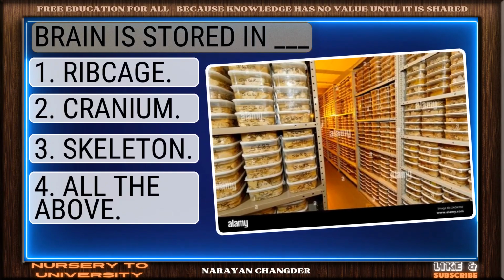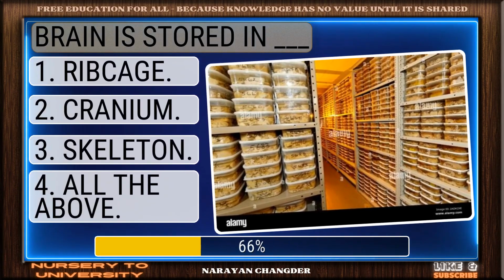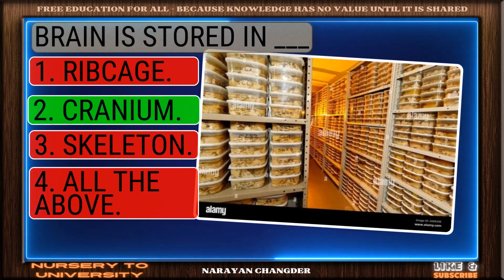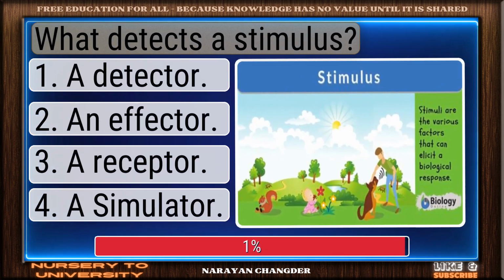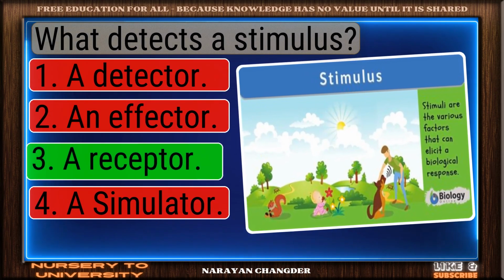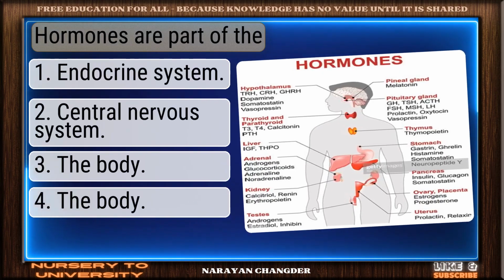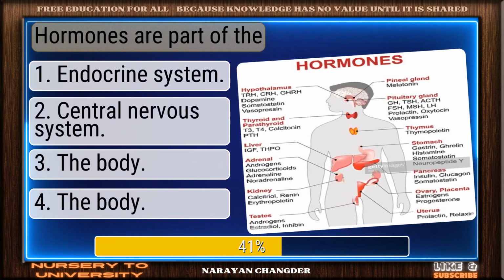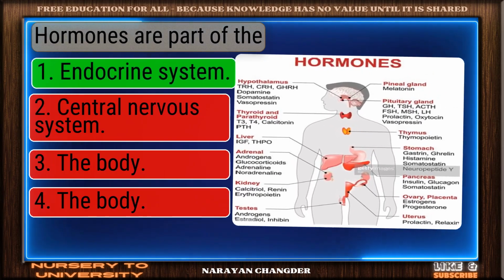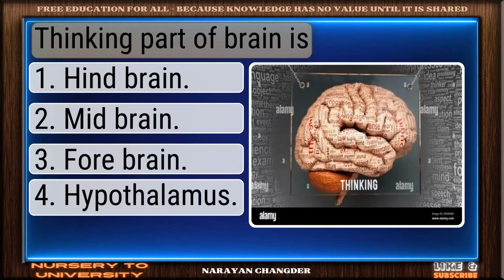Brain is stored in dash. Good job. Cranium works well. What detects a stimulus? Excellent choice. A receptor is right. Hormones are part of the... Great thinking. Endocrine system is right.